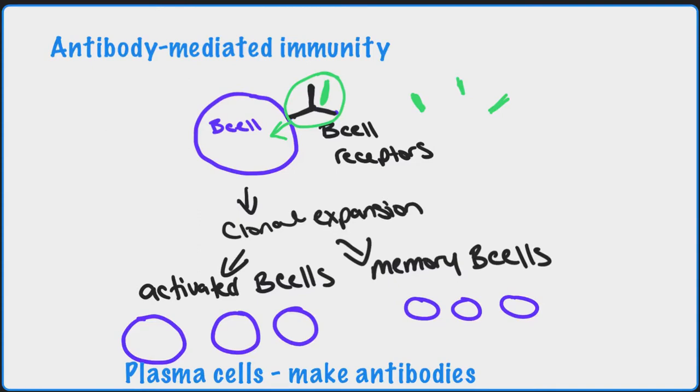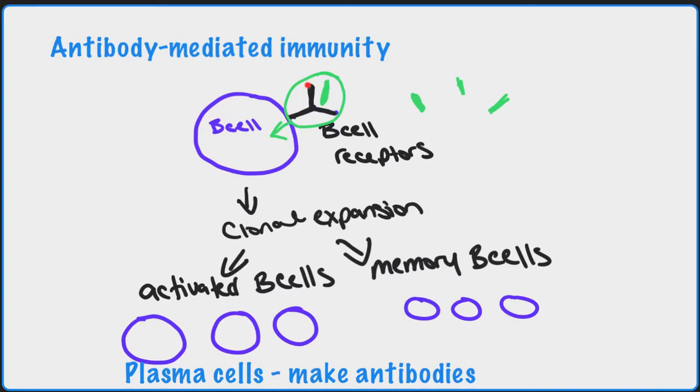Now, why is it important that it's making the same exact type of antibody as the receptor that was internalized? It's important because they're going to recognize whatever's in the body. It's the one that gave the initial response. So antibodies will be made in massive quantities from these cells that are activated.